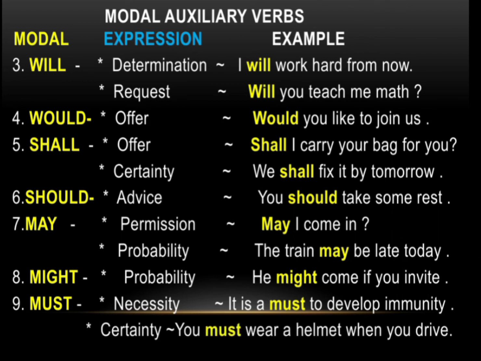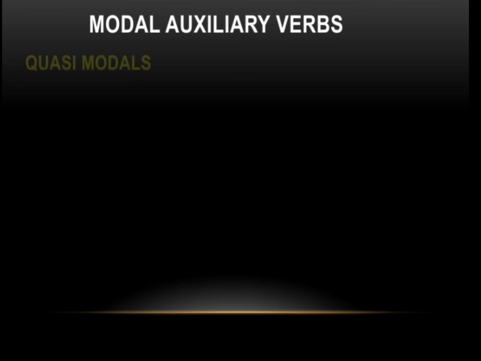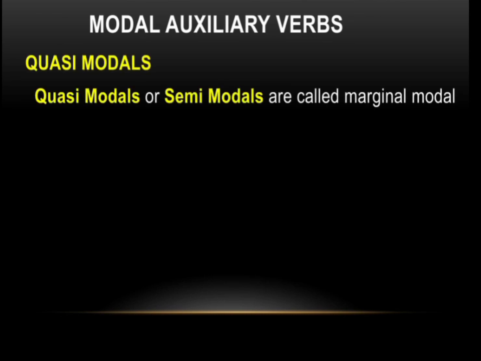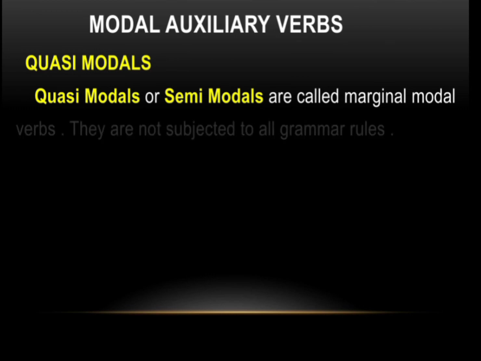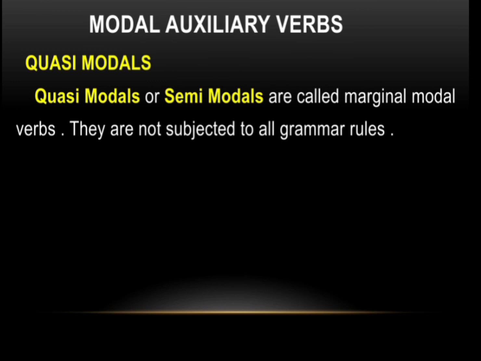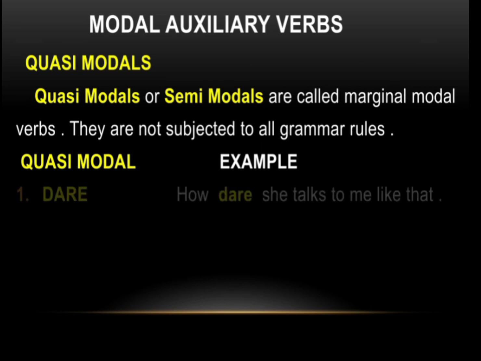We have another example for must. That is certainty. It is used for certainty. You must wear a helmet when you drive. Next is the quasi-modals. Quasi-modals or semi-modals are called marginal modal verbs. They are not subjected to all grammar rules. Now we have some examples.